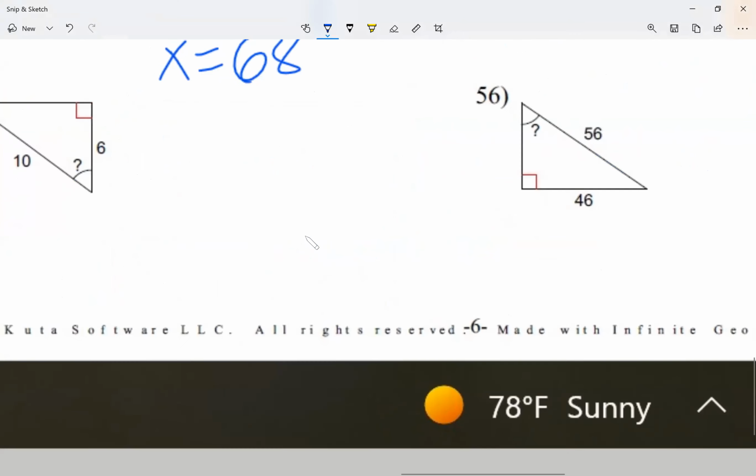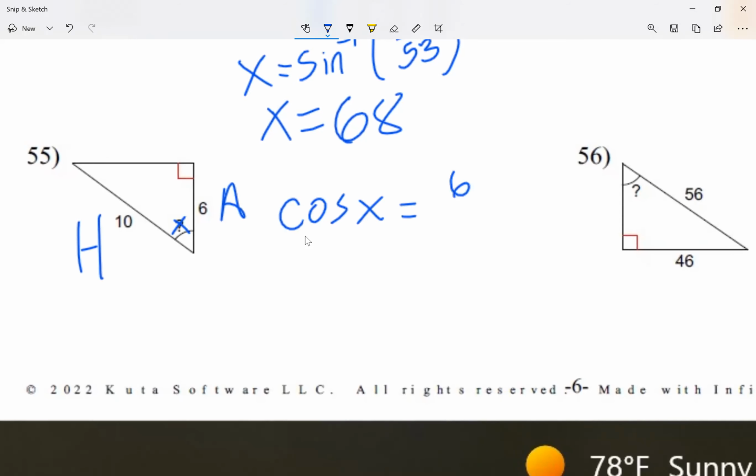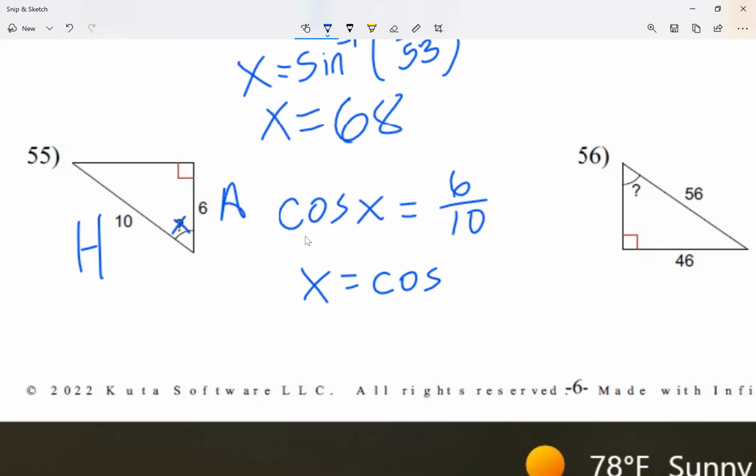All right, let me do a couple more examples. Let me label my sides. I have the hypotenuse and I have the adjacent. Therefore, I'm going to use cosine. I have the cosine of x, because remember the question mark, I call it x. Cosine of x is equal to 6 over 10. That means that x is equal to cosine inverse of 6 over 10.